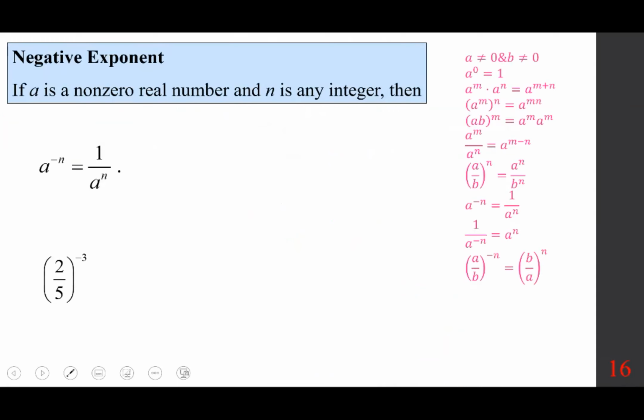Let's look at negative exponents. We've done it already. If A is a non-zero real number and n is any integer, then we know a to the power of minus n is 1 over a to the power of n. And as far as this one is concerned, we flip this over. Remember that 2 over 5, if we go with this one, becomes 5 over 2 to the power of positive 3. So 5 over 2 cubed, 5 halves cubed. So cube this one, 125, cube this one, 8, and you're done.